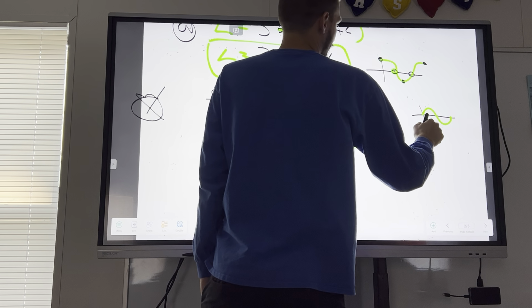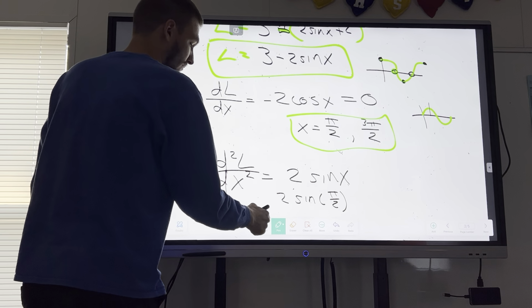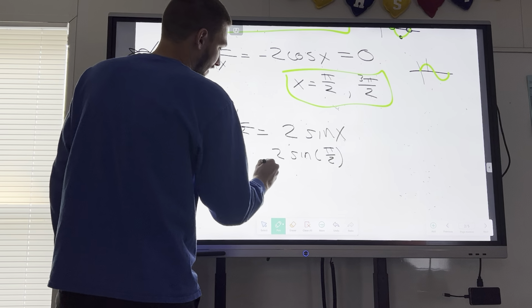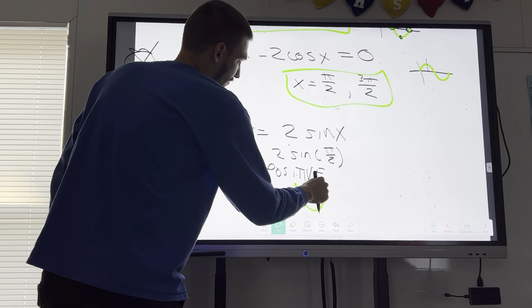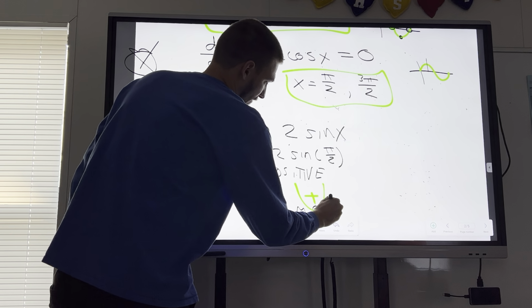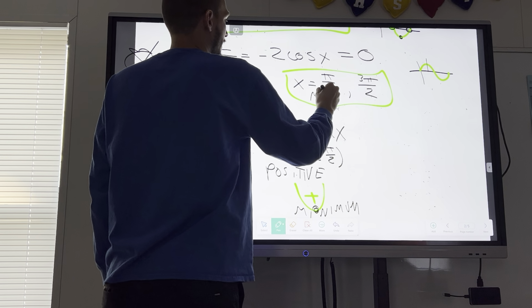Sine looks like this. At pi halves, the sine value is 1. 2 times 1 is 2. So this is positive, which is giving you a concave up, which is giving you a minimum. So this value right here is a minimum.